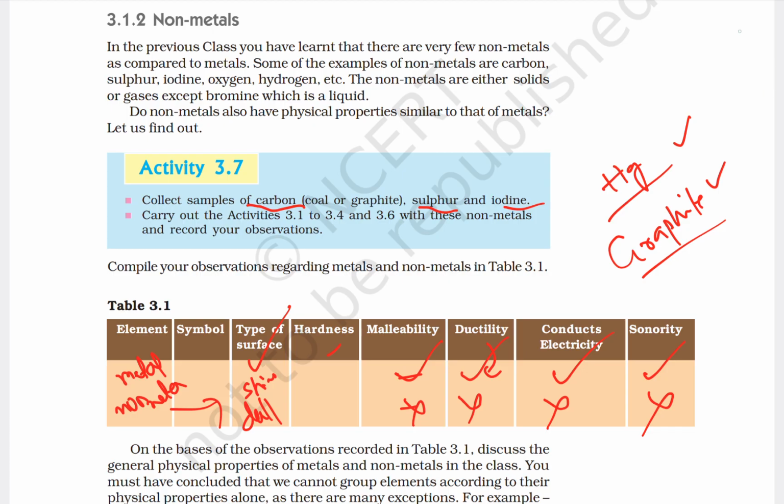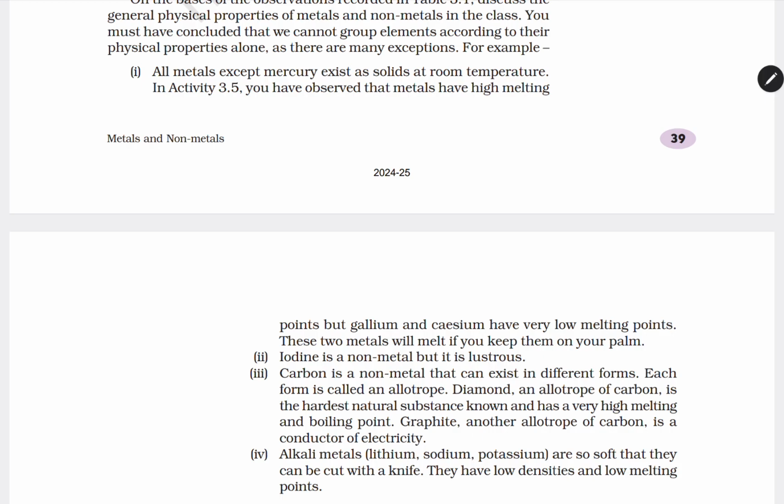Okay, here are some observations you need to make. All metals except mercury exist in the solid form, and they have high melting points, but gallium and cesium have very low melting points. These are also exceptional. Coming to iodine, it is a non-metal, but it is lustrous. Some exceptional cases, try to remember them.